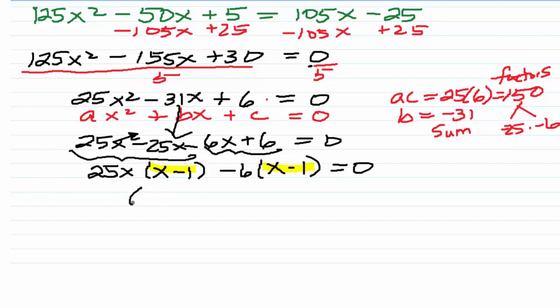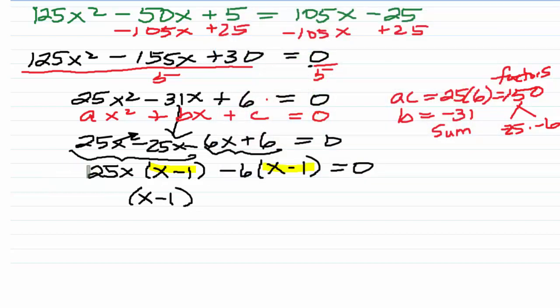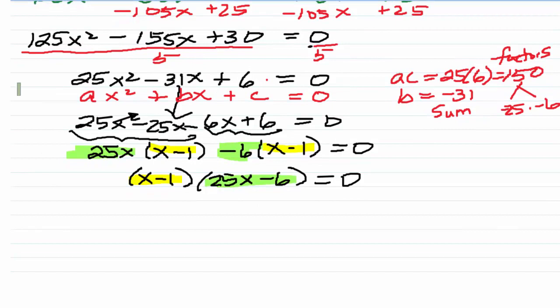So factoring out the x minus 1, what's left behind is 25x in the first term and negative 6 in the second term. So we're left with x minus 1 times 25x minus 6 equals 0. If you like a different factoring technique, go for it. But whatever factoring technique you use, stick with it. Don't mix up the AC method with other methods because it's quite a bit different.